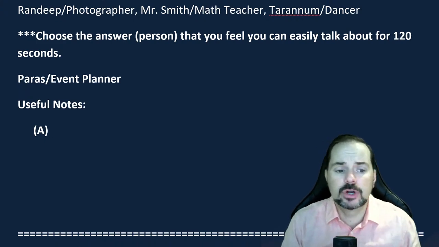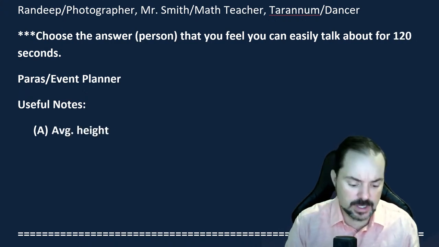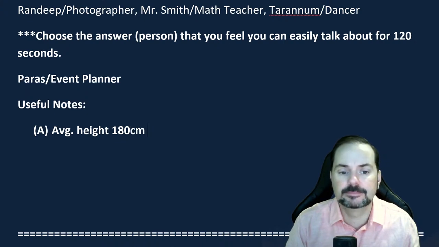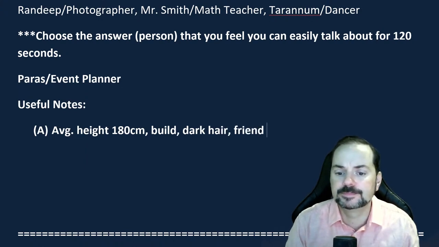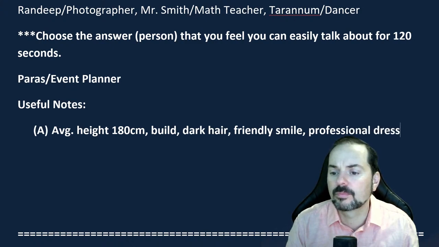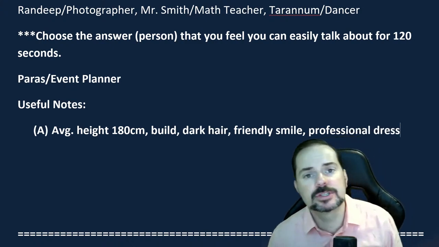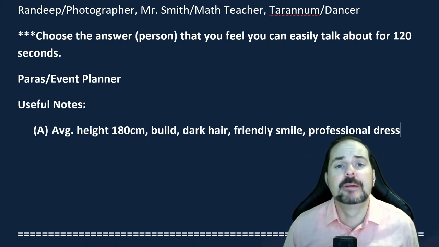So useful notes, appearance. What does Paras look like? Average height, 180 cm. Build, dark hair, friendly smile. Professional dress. Okay, that's all I would write down for my notes. Something just very quickly about his appearance.